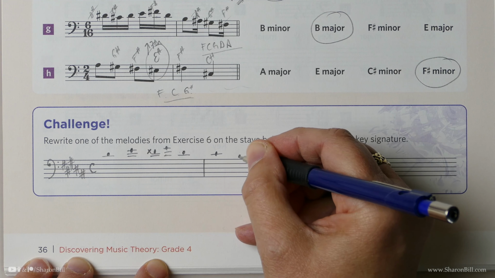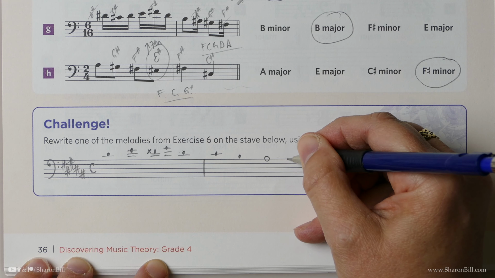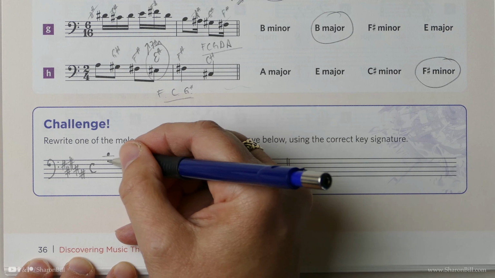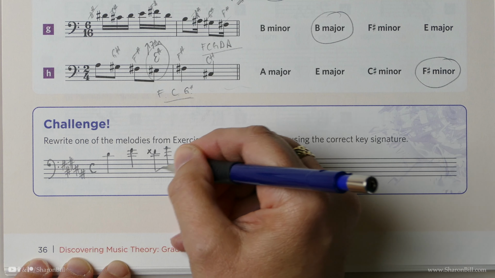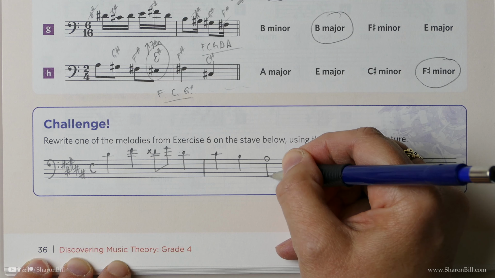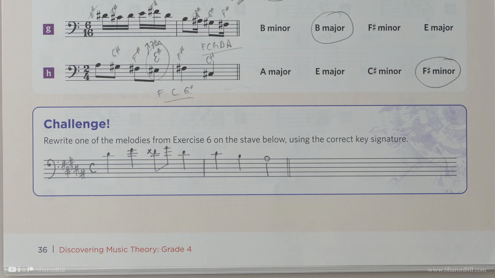So now it's just copying, but I don't need to worry about any of the accidentals because the key signature does all of that. So let's get the stems in place. By all means do use a ruler if that helps to keep it neat and tidy. There we go, and that's that exercise completed.